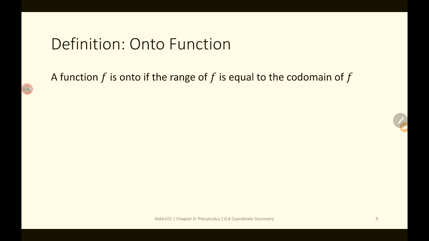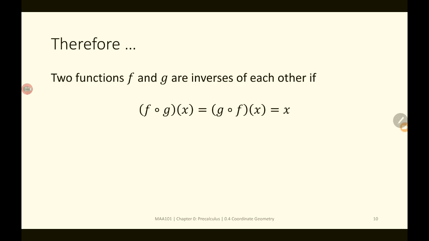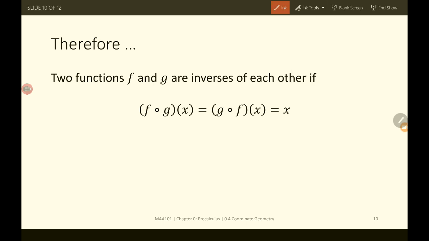A function f is onto if the range of f is equal to the codomain of f. This is just to complete the definition. So this is the conclusion: two functions f and g are inverses of each other if the composite f composed with g and g composed with f equal x. We have seen this before.